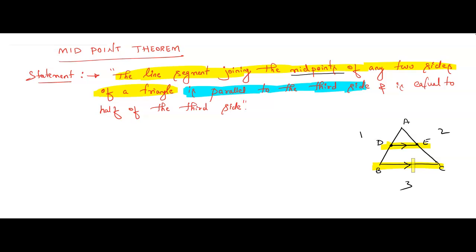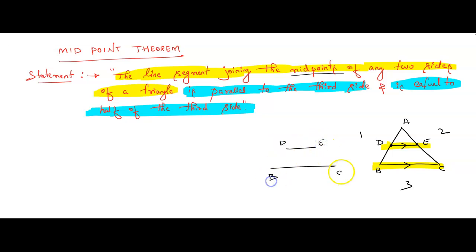Good. Now one more thing we have to prove: that it is also equal to half of the third side. It means that this DE is half of this BC. The length of DE is half of BC. We have to prove this. Any doubts? Good. Shall we start solving this problem, children?